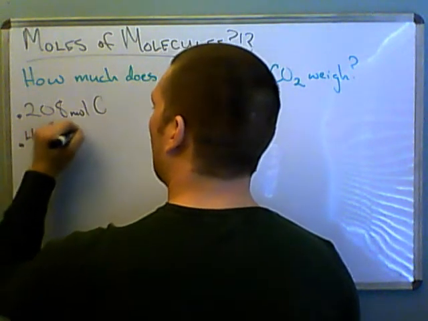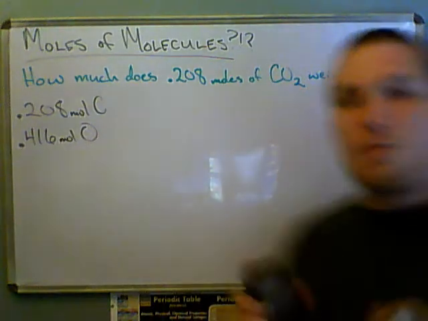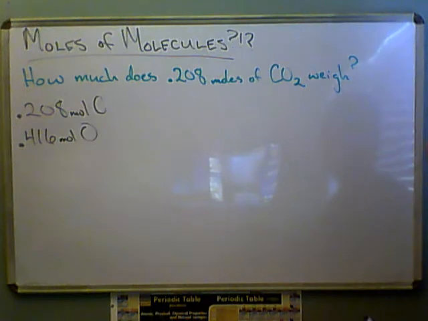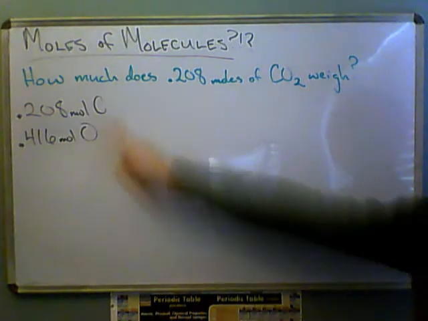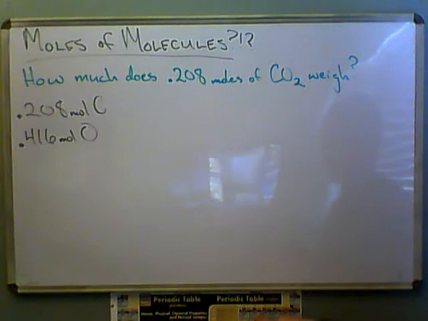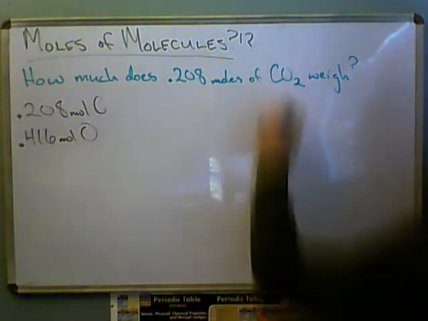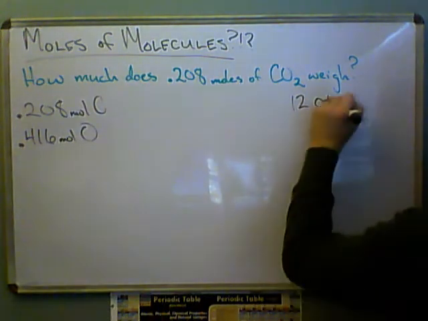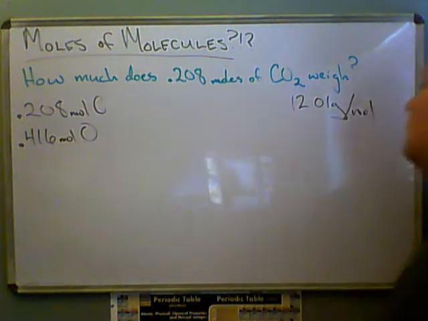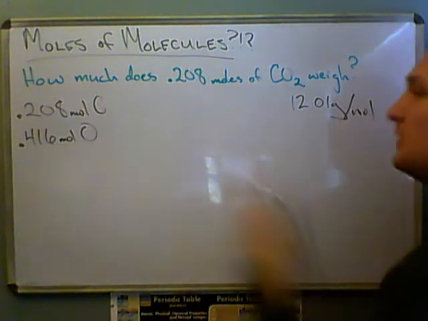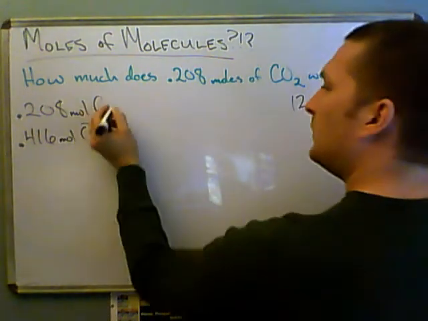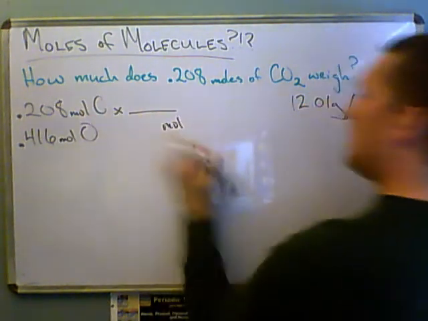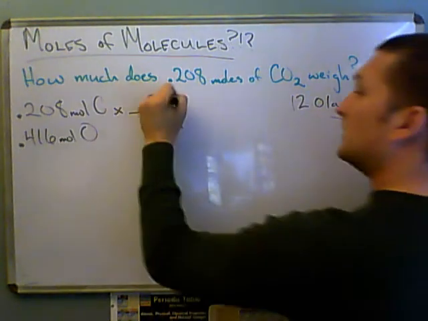0.416 moles of oxygen. Now, I can look on the periodic table and get my conversion ratios. I know moles of carbon, and the periodic table tells me that 12.01 grams of carbon is 1 mole. So every 1 mole weighs that much. There's my conversion ratio. Now I can multiply. I want to get rid of moles, so I put that on the bottom, and I want to go to grams, and conveniently, there it is.